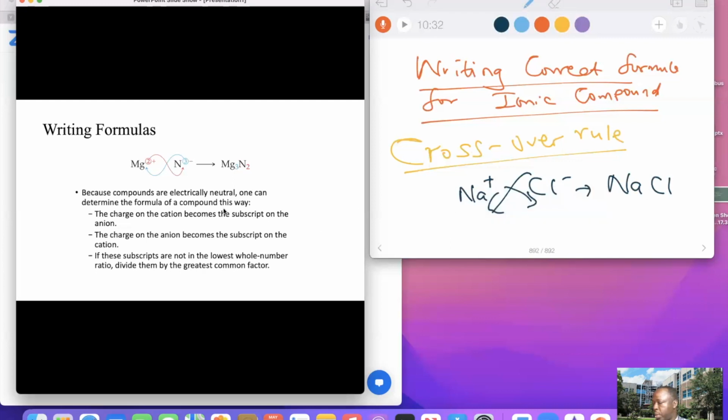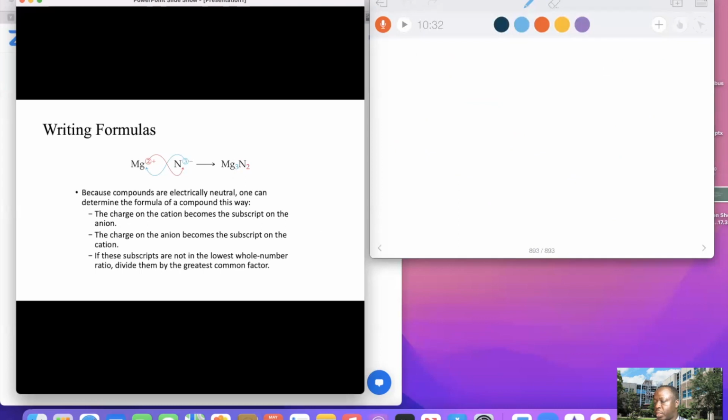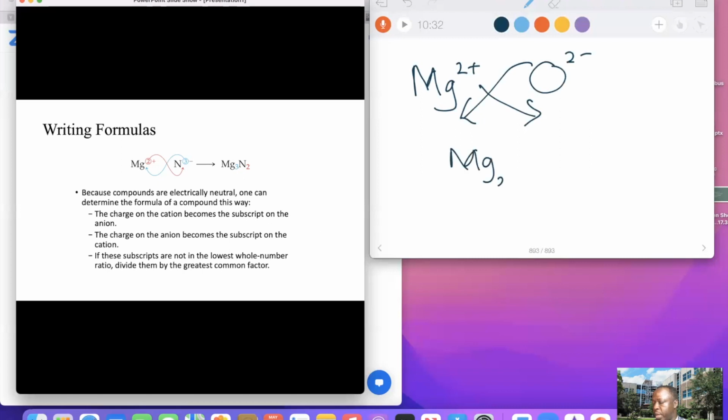So if I have something such as magnesium and oxygen like that, you need to simplify. So this will be here, this will be here. Don't leave it as this. If you can still simplify, you're allowed to do that. So the correct one actually is MgO. That is the correct formula for magnesium oxide using the crossover rule.